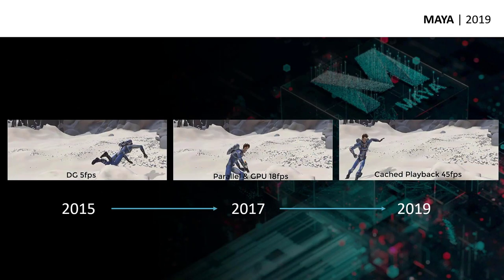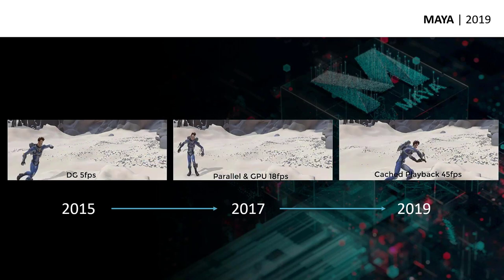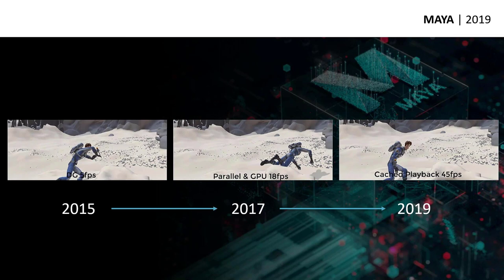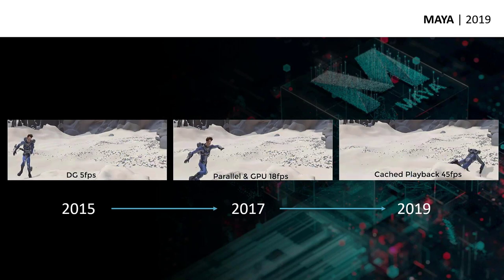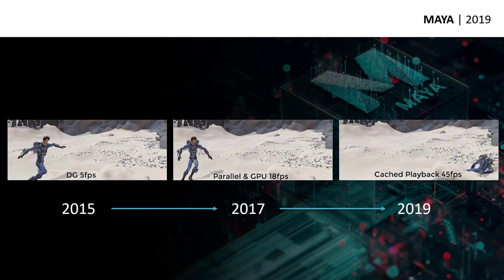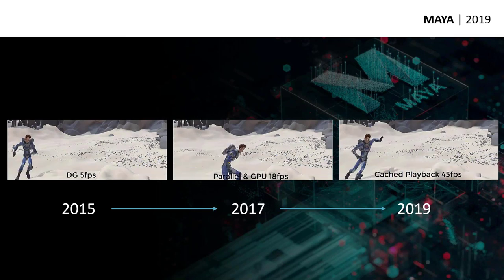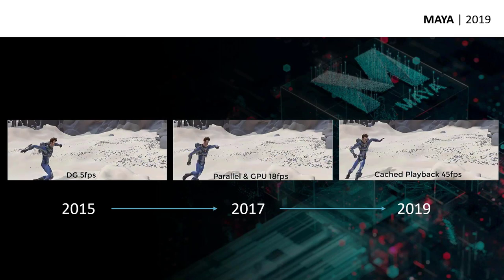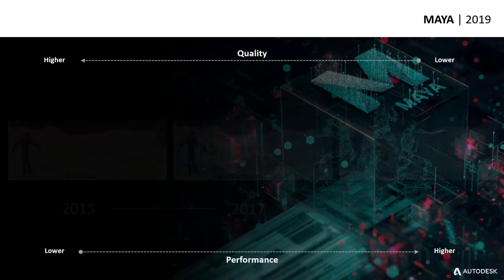Going back to legacy Maya, we'll call it, pre-parallelized, pre-GPU accelerated Maya, this scene was running at 5 frames per second. When we added parallelization and GPU acceleration, we got the scene up to 18 frames per second. And then by taking it to the next step with cache playback, we got the same scene up to 45 frames per second. So that's a 10 times or 1,000%, however you want to look at it, performance improvement, significant.